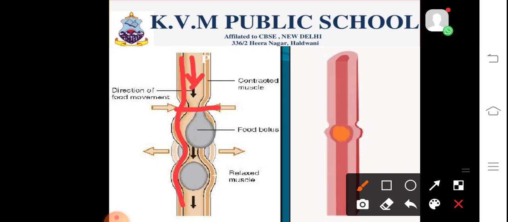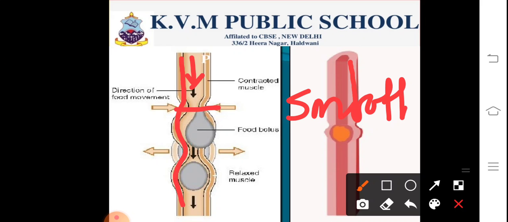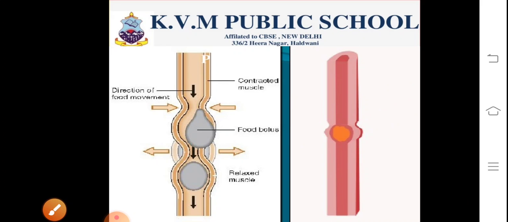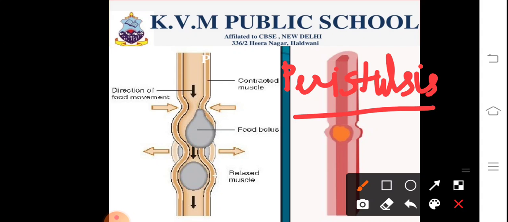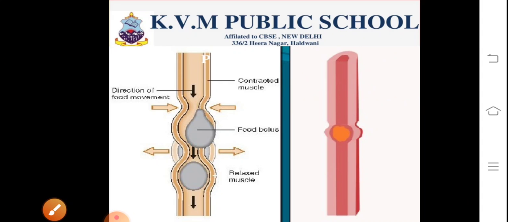Now, the walls of the esophagus are lined with smooth muscles, and these smooth muscles undergo contraction and relaxation. This movement is referred to as peristalsis. It is the rhythmic contraction and relaxation of the muscular walls, which helps to push the food from the pharynx to the stomach. Thus, through the esophagus, that is the food pipe, the food finally moves into the stomach.